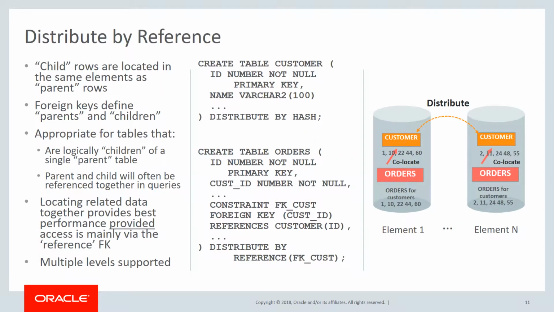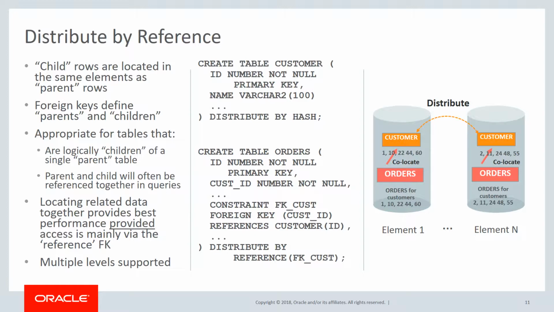Distribute by reference, this is how you co-locate child rows with their parents. So obviously in relational databases, it's very, very common to have parent-child relationships. You can see here at the SQL level, the DDL level, we have the customer table with the primary key, and then the orders table, which stores orders related to customers. And here we have the customer ID, which relates back to the customer table, defined as a foreign key constraint. And here we can distribute by reference using that foreign key constraint. And what that means simplistically is that for any given customer, all the order rows that belong to that customer will be physically stored in the same database element as the parent row.